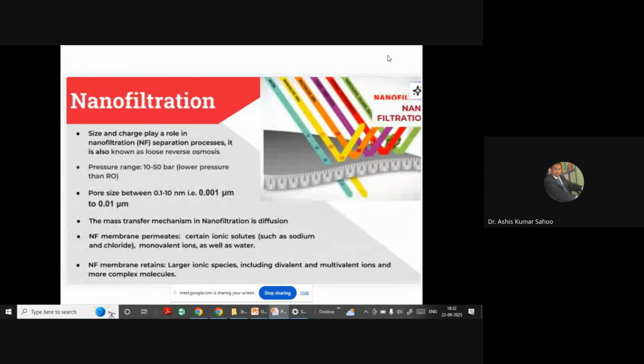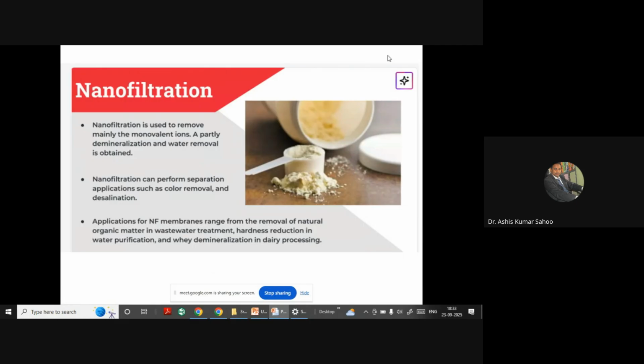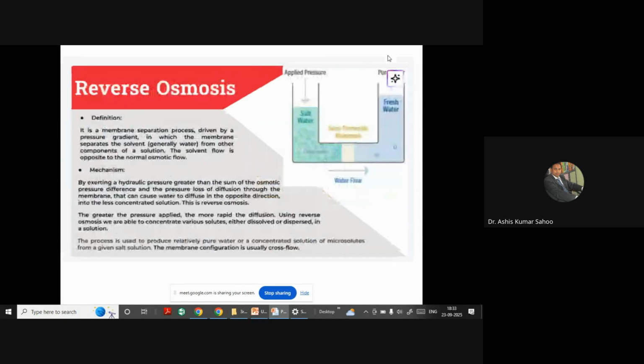So nanofiltration, here the pore sizes are very small, 0.1 to 10 nanometer, that is 0.001 micrometer, 0.01 micrometer. These are the different sizes in nanofiltration. Nanofiltration is used to remove mainly monovalent ions and for partial demineralization of water. Then there is the RO system, reverse osmosis.